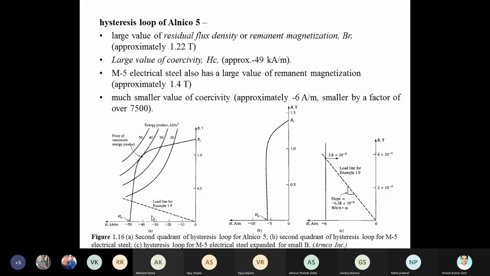Here in case of Alnico 5 you have -49 kilo ampere per meter. And the ampere per meter is the unit for H, the magnetic field intensity.